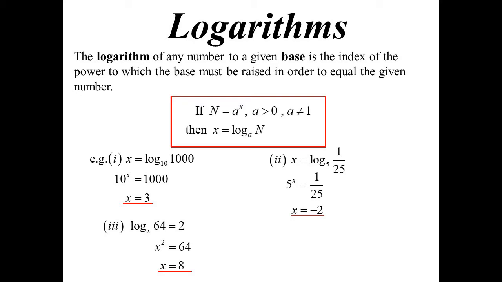Now in this case, we don't say plus or minus 8, because obviously -8 squared would also be 64. But when we talk about logarithms, bases are always positive. You don't have negative bases. And this one, x would be 6 squared, so we have 36.